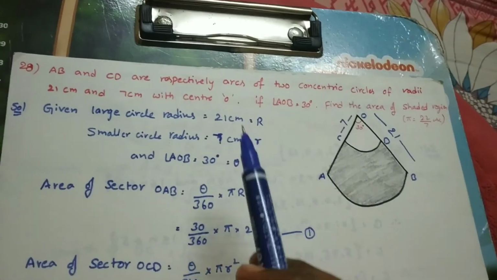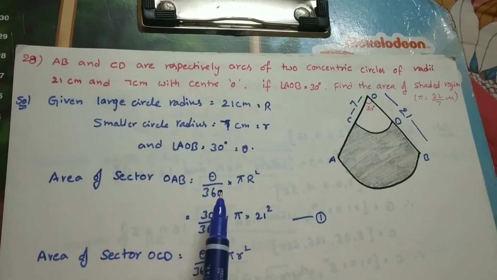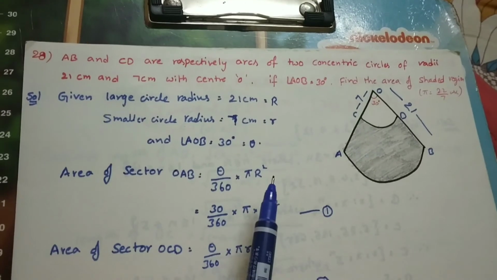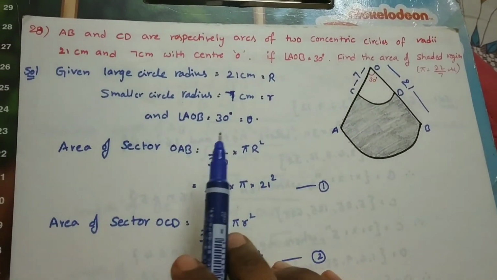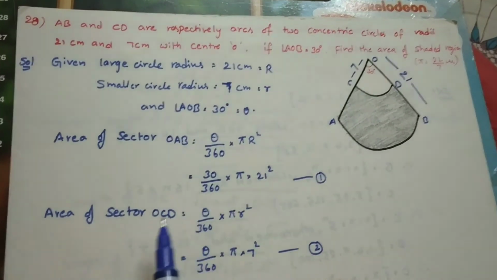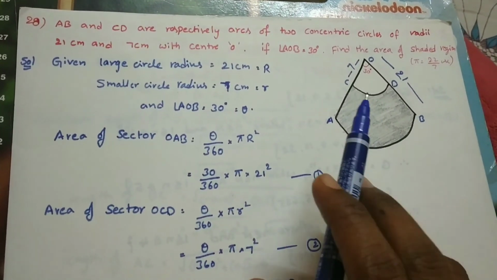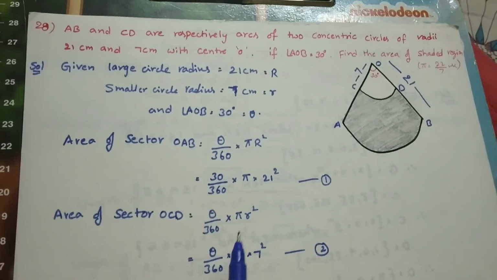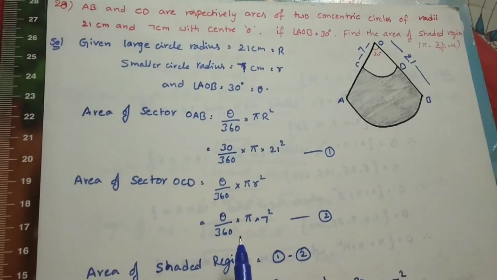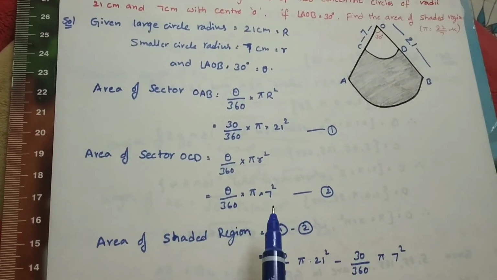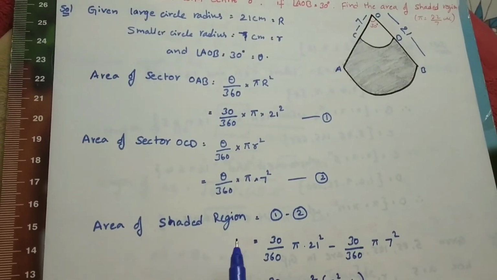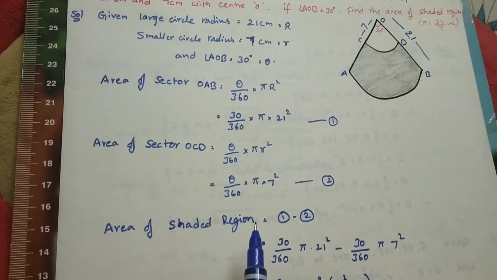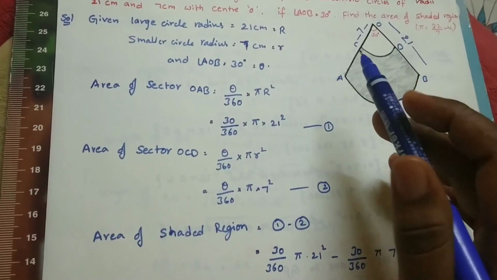Area of the sector AOB is equal to theta by 360 into pi r square. Theta is 30 degrees as given, so you apply this. Now the area of the smaller sector OCD is theta by 360 into pi r square, with the smaller radius being 7 centimeters. So you apply this. Area of the shaded region is equal to the large sector area minus the small sector area.